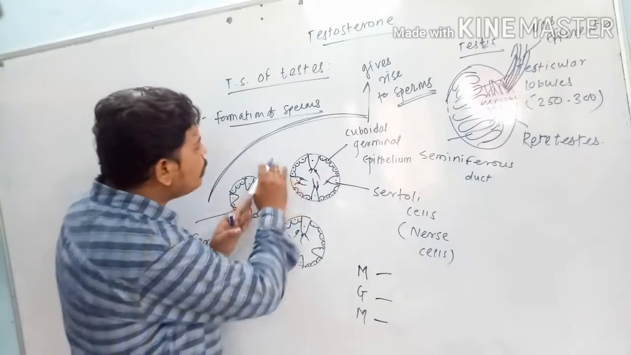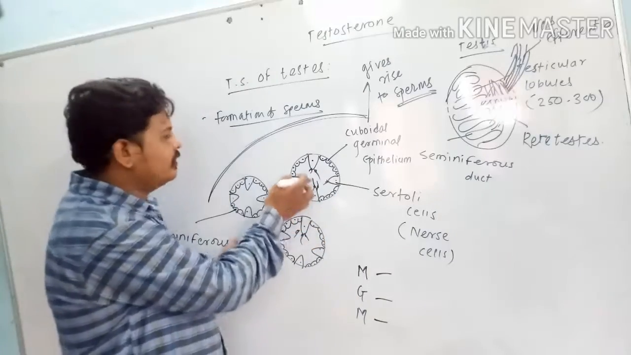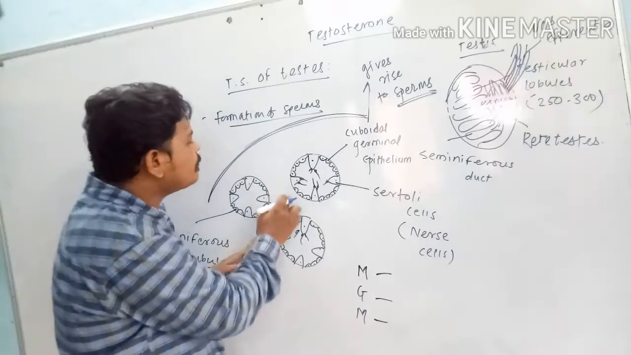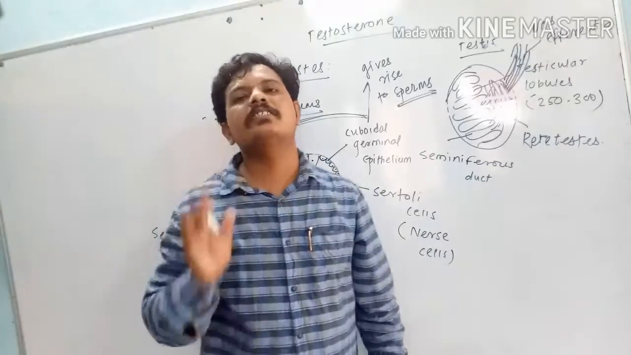Now see the space between the adjacent seminiferous tubules inside the testis. This space is called interstitial space.